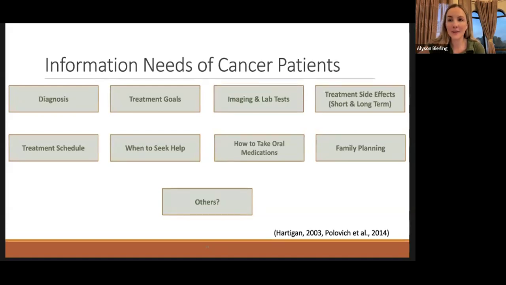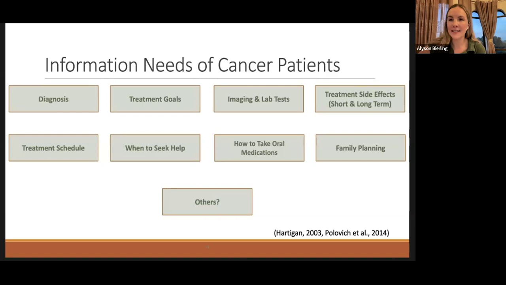Treatment goals is also really important. So is the intent of the treatment we're providing to the patient, is it to cure their cancer? Or is it to palliate their cancer and just provide symptom relief and improve quality of life? That's really important for patients to understand.